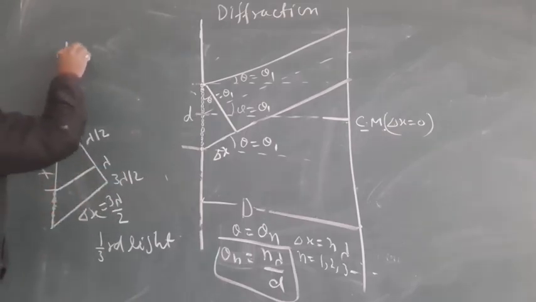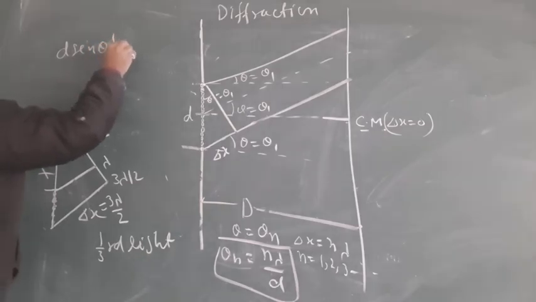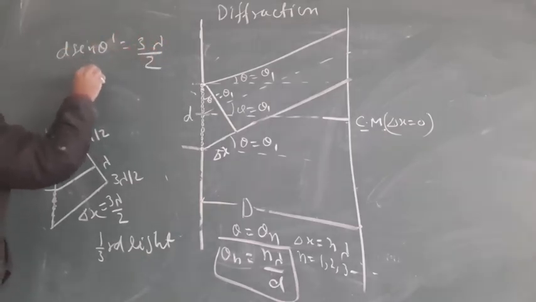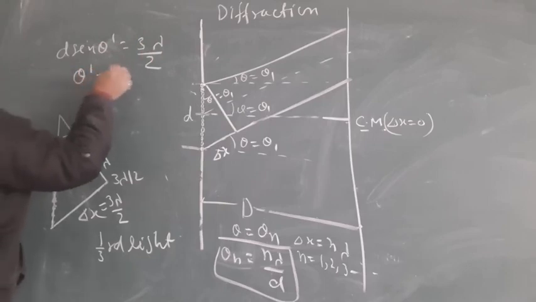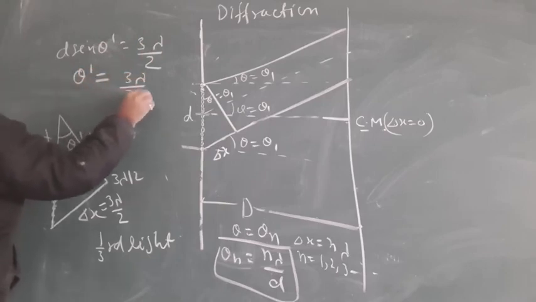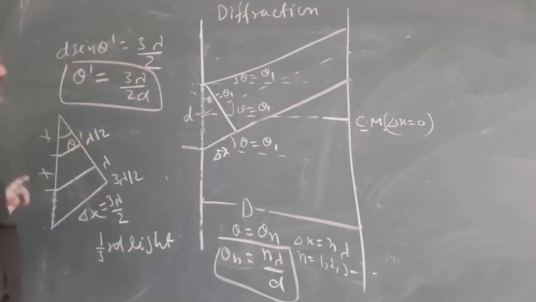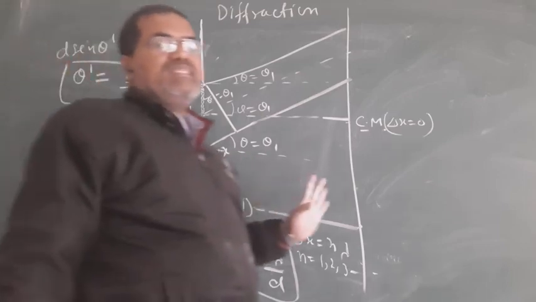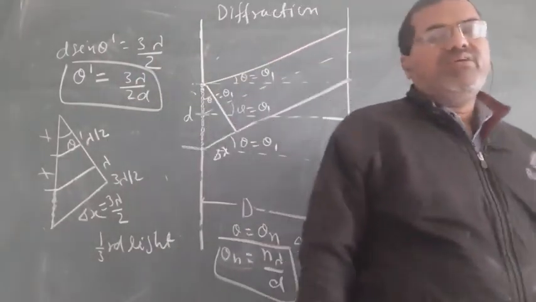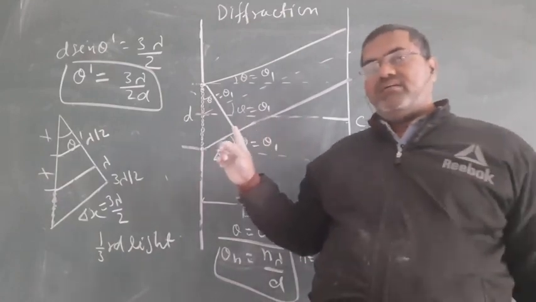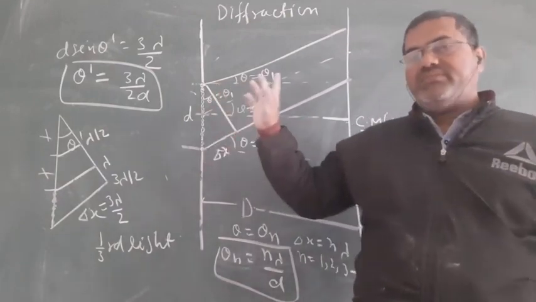So you can say d sin theta dash equals the path difference, 3 lambda by 2, and theta dash is very, very small, so you can write theta dash as 3 lambda by 2d. So this is the position of the first secondary maxima from the central maxima. Write it down.